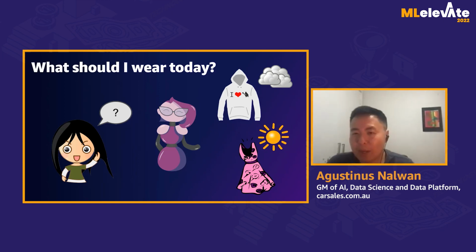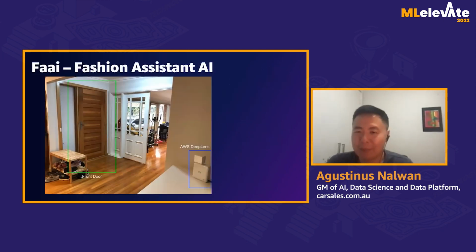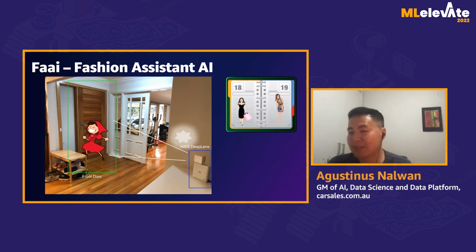So I decided, why don't I build an AI for her, right? I'm utilizing an AWS DeepLens that I put on top of the cabinet, facing the front door. Whenever she exits the house, this DeepLens detects her presence, captures a photo of her wearing the clothes she's wearing at the time, records the weather on that day, and puts it in a database somewhere in the cloud.